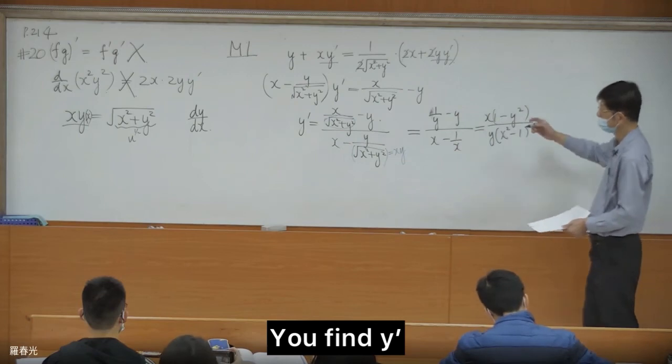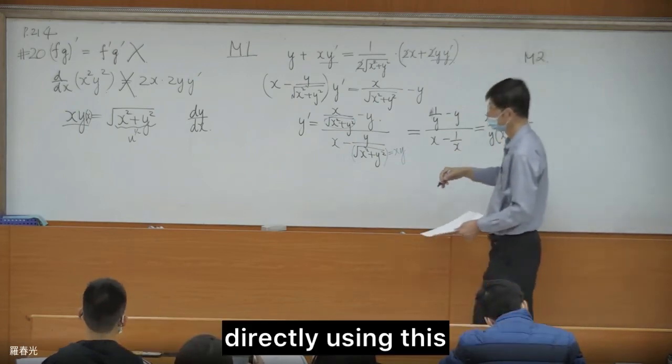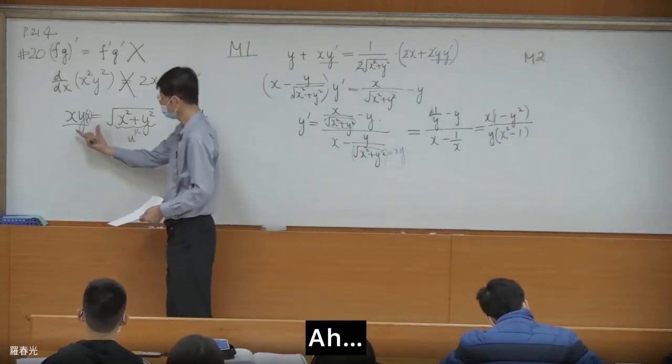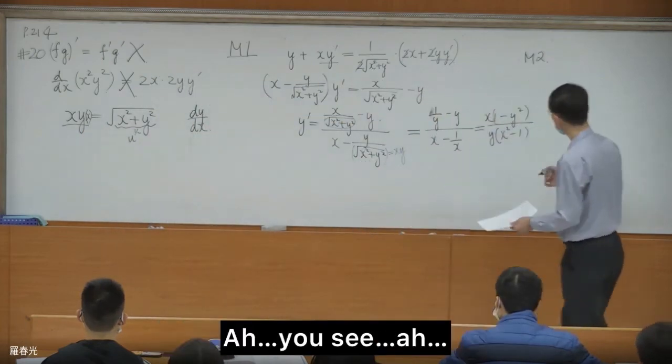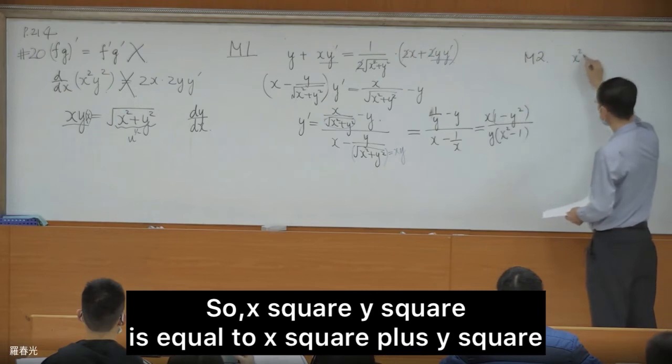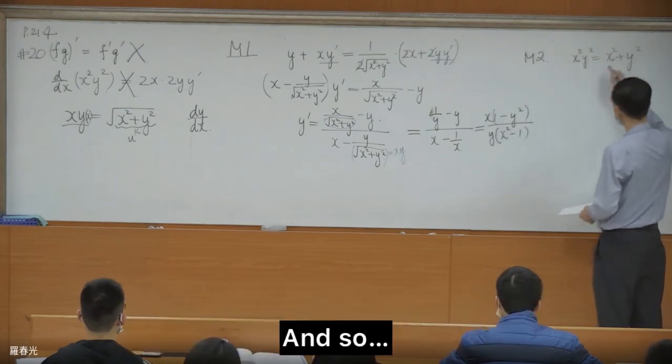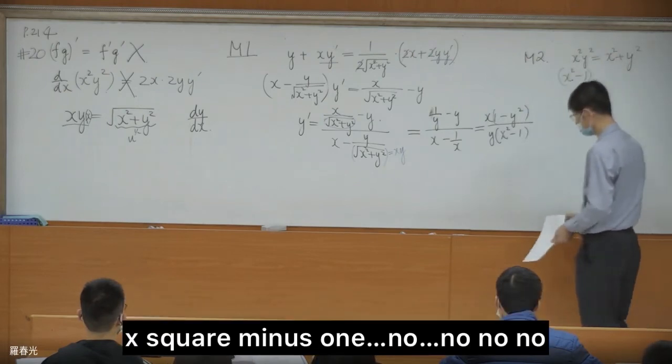You find y prime. And method 2, some of you directly use this and find y as a function of x, which is also acceptable. So x squared y squared is equal to x squared plus y squared. And so x squared minus 1, no. And then differentiate.